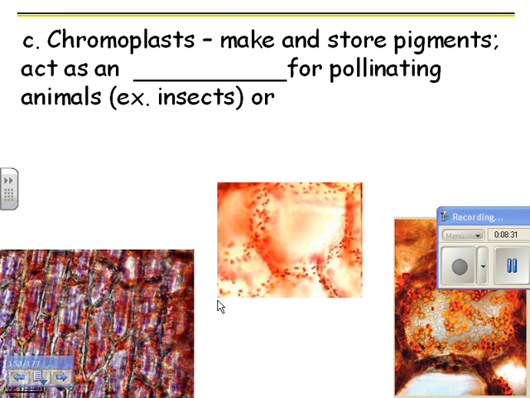Chromoplasts are kind of cool, so they're just colored things. I have them as red here, but they can certainly be pink or yellow or whatever. They make and store pigments, so they act as an attractant for pollinating animals. So for example, here's a flower. Okay, so here's your flower, and flowers are always pretty. And the reason they're pretty, they can be purple or red or whatever, is so that a bug or whatever is pollinating it, a bee, will notice it, fly in to get the nectar inside.